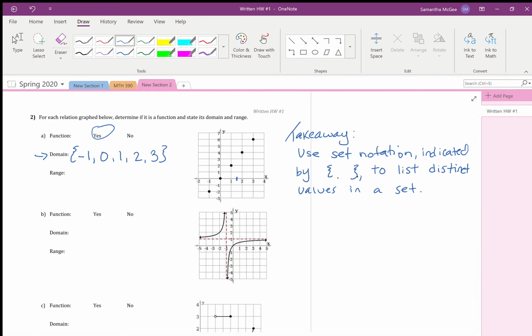So, along the same lines then, looking at our range, we have an output at -2. We have an output at 0. We have an output at 2, an output at 4, and at 6. And again, it's just these values, so I'm going to use curly brackets.